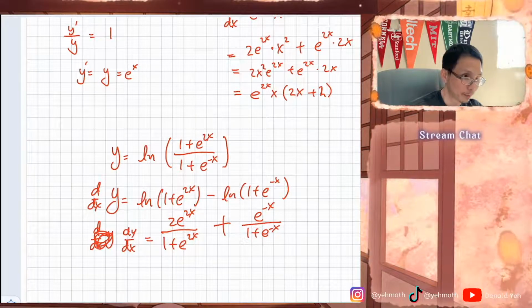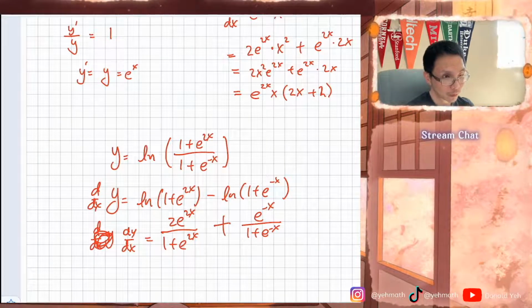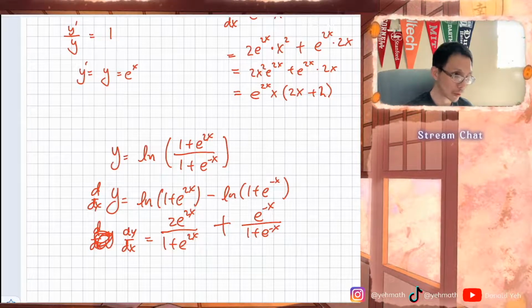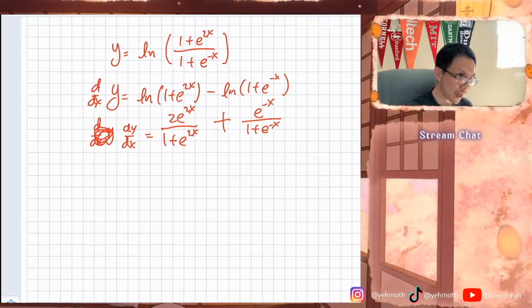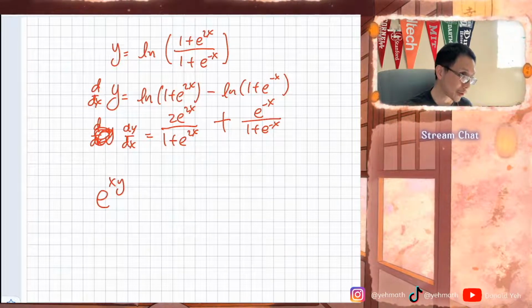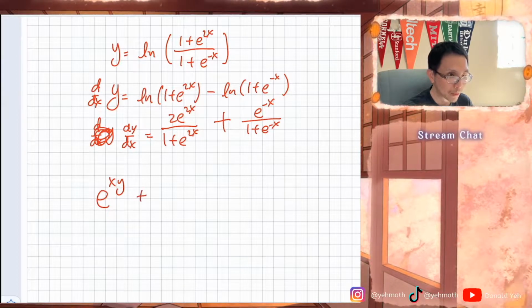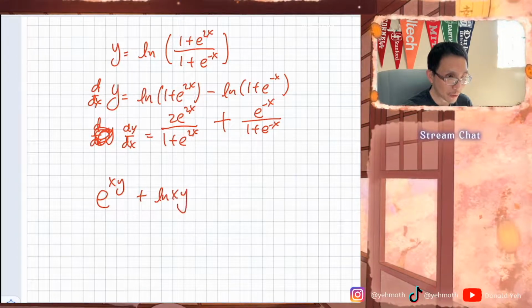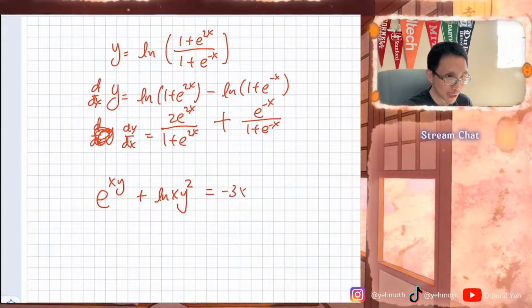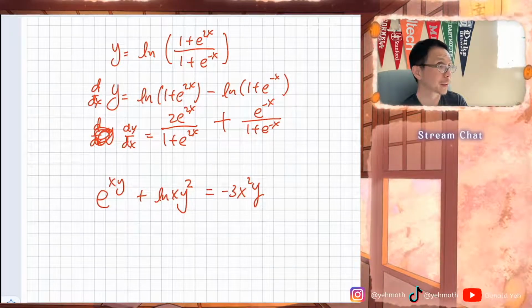Let's just say, for example, we can ask you implicit derivative as well. So let's just say if I have this function, I don't even know if this is a good function, but I'm just going to try to ask you to take a derivative. So plus ln of x y squared equal to negative 3x squared y, something like this, and say, hey, I want to take a derivative of this.